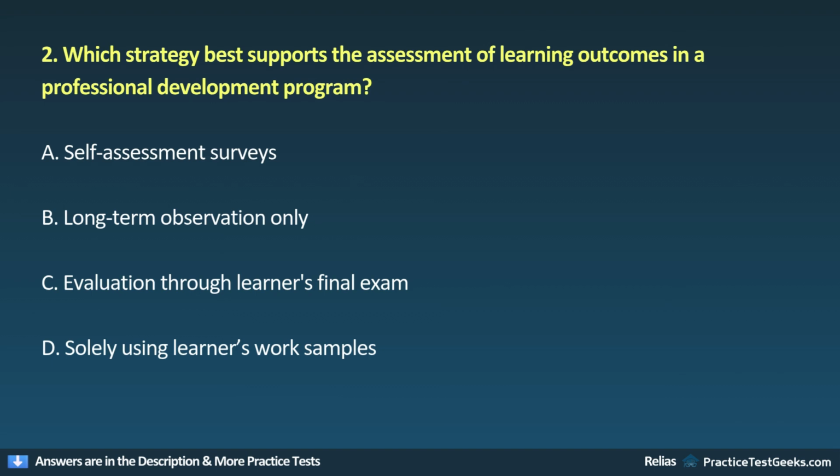2. Which strategy best supports the assessment of learning outcomes in a professional development program? A. Self-assessment surveys. B. Long-term observation only. C. Evaluation through learner's final exam. D. Solely using learner's work samples.